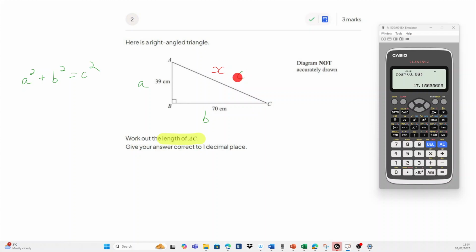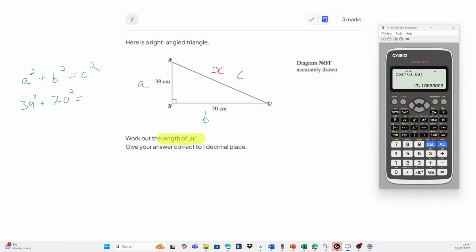Don't let these letters here confuse you with the labelling of the triangle. This A, B, C here is just the labelling of the triangle. If it confuses you, just cross it out, okay? It's just labelling the triangle up. Okay, so formula, let's go into it. So we've got A squared. A for me is 39, so 39 squared. Add B squared. B is 70, so 70 squared equals C squared.